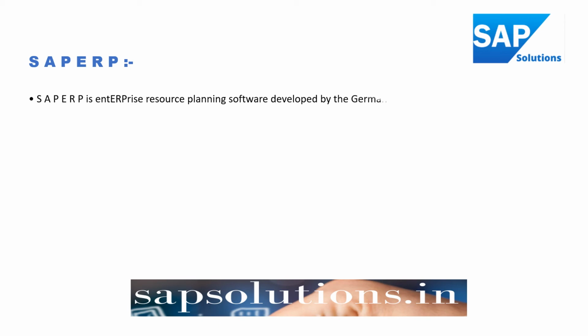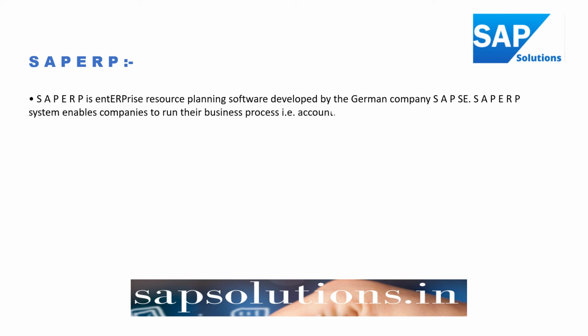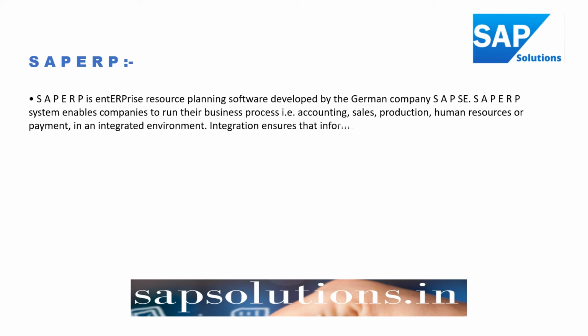HANA S/4 Enterprise Management. SAP ERP. SAP ERP is enterprise resource planning software developed by the German company SAP SE. SAP ERP system enables companies to run their business processes, i.e. accounting, sales, production, human resources, or payment, in an integrated environment.